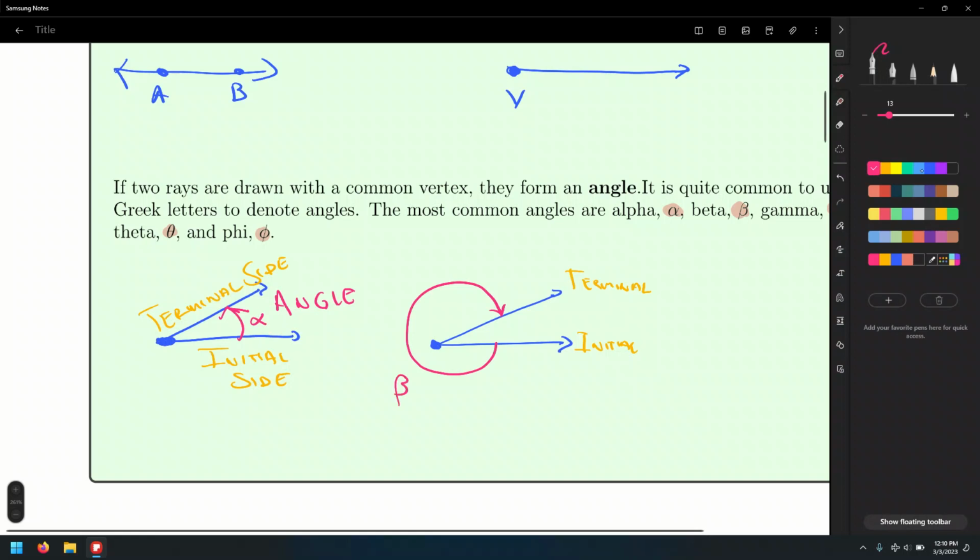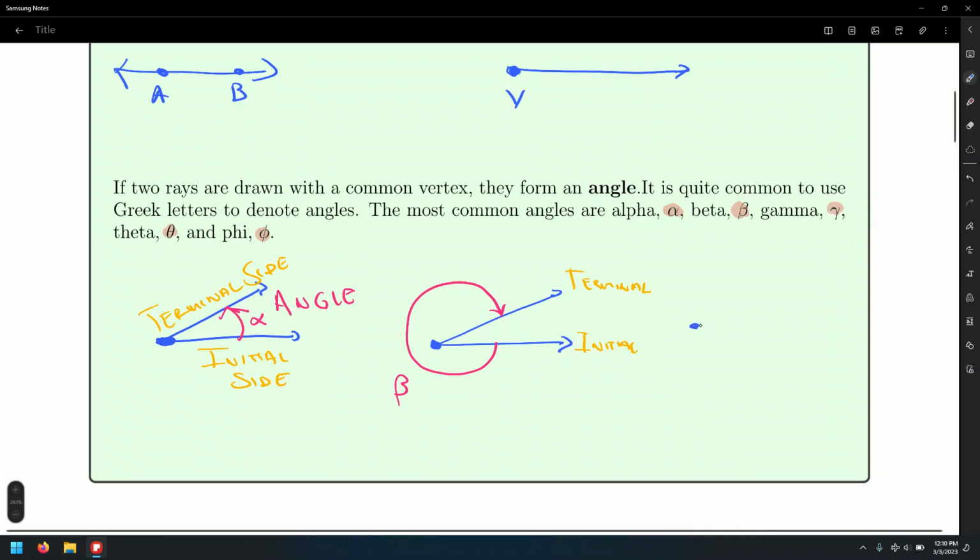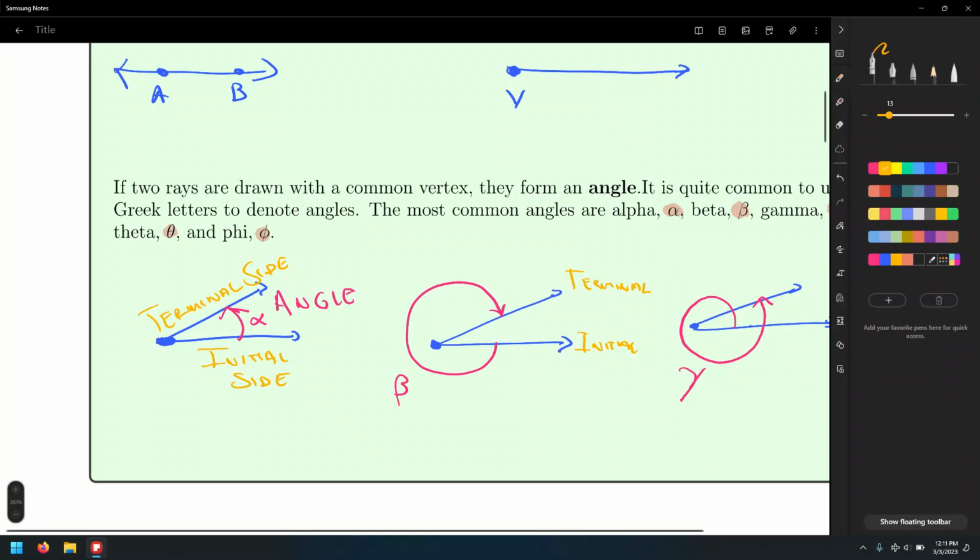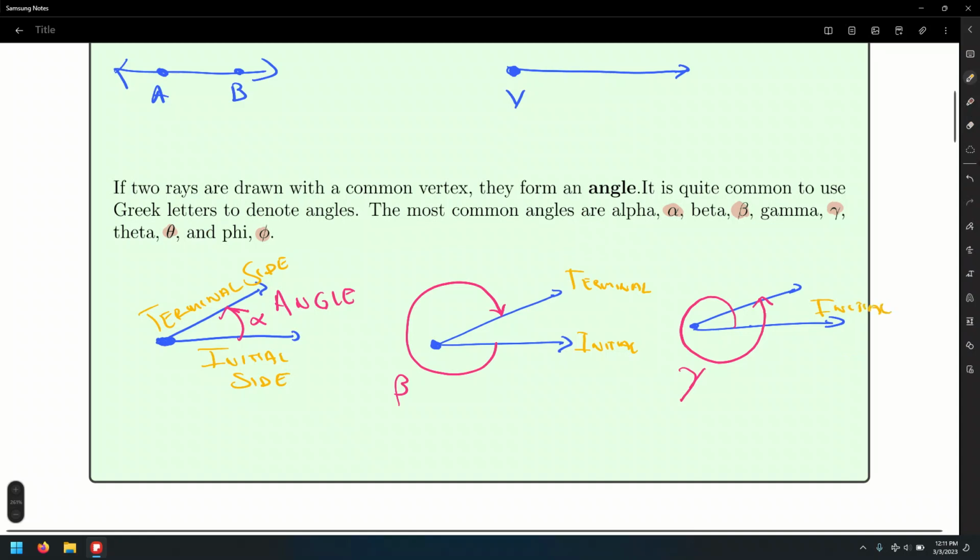Let's call this beta, and of course, we can have the same arrangement of rays, and still go from this point, from this initial to this terminal. But check this out. We can go about like this. We can do one whole turn and then go to that terminal side. That's another way to go from that initial side to that terminal side. And let's call this gamma. Like this, and again, this is still the initial, and this is the terminal side.